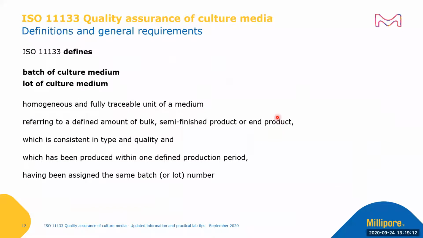ISO 11133 defines a batch or a lot of culture media in the following way. It is a homogeneous and fully traceable unit of a medium, referring to a defined amount of bulk, semi-finished product or end product, which is consistent in type and quality and which has been produced within one defined production period, having been assigned the same batch or lot number.